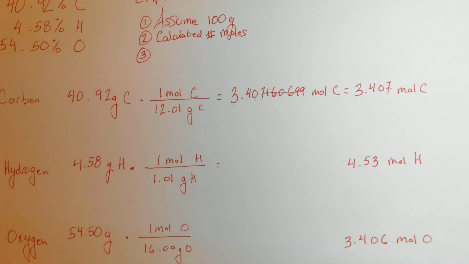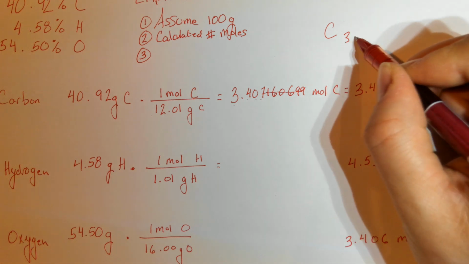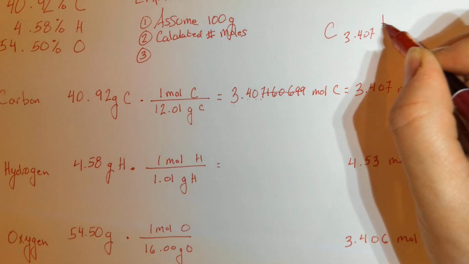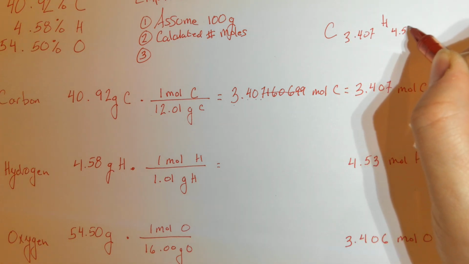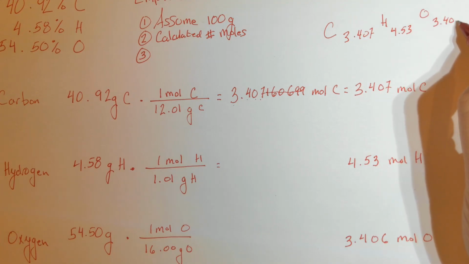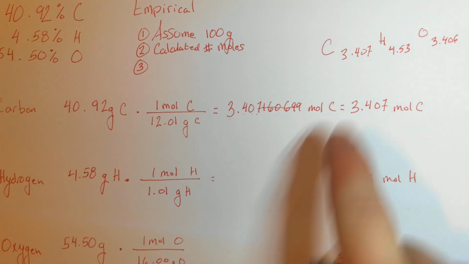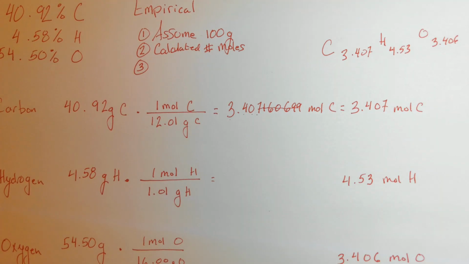And now you might say, okay, I'm all done, right? We've got C 3.407, H 4.53, O 3.406. Great, perfect, all done. Except that doesn't make any sense. How can you have 0.407 atoms of carbon? How can you have 0.53 atoms of hydrogen when hydrogen is just 1 particle? It doesn't make any sense.